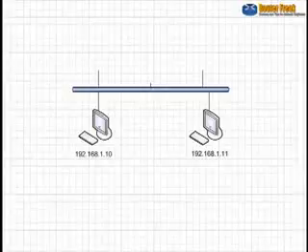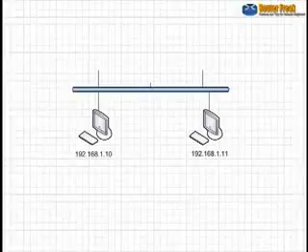Today I want to go over a topic that's a little confusing to some of my students and to engineers in general that I work with, and that is understanding what a collision domain is. Today on the screen we have a single network segment with two computers, computer A and computer B. Computer A's IP address is 192.168.1.10. Computer B is 192.168.1.11.